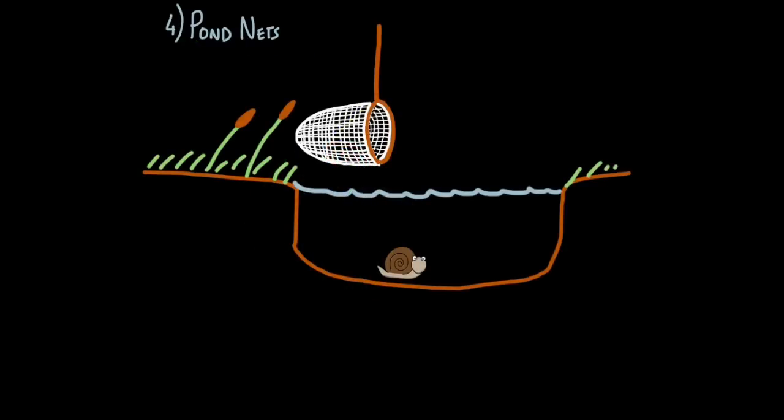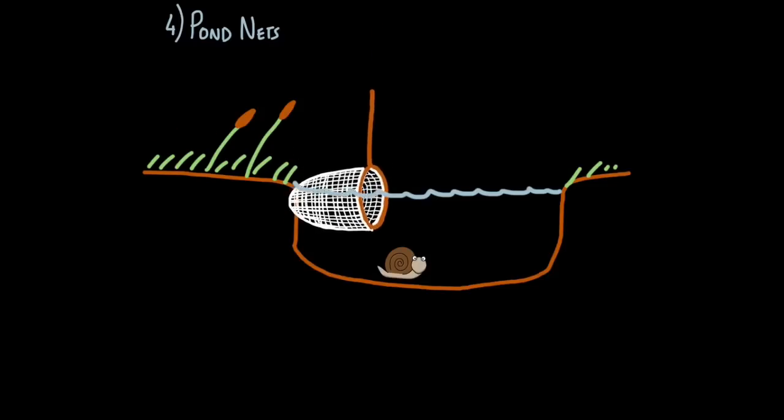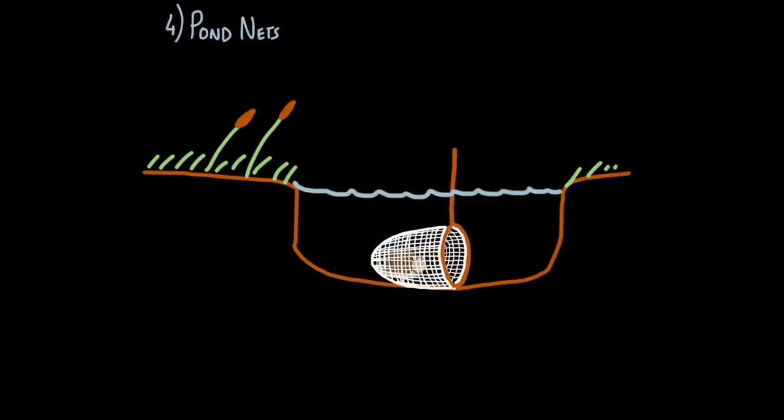Some organisms live underwater. For these, you'd use a pond net. This time, your net is not lined with a cloth, so the water can get through. So you literally dip your net into the pond and scoop up the organisms. Once again, you do it in two different areas, count and compare.